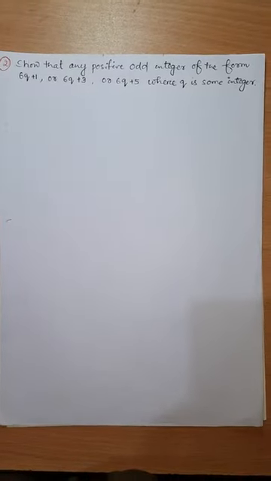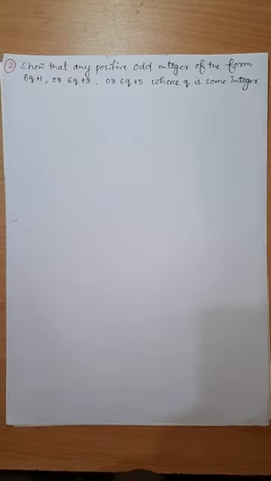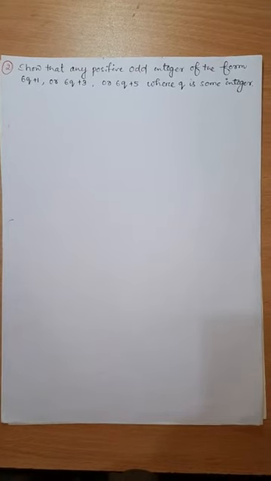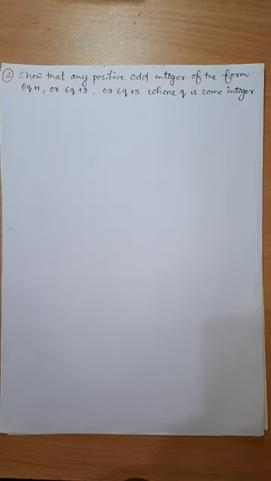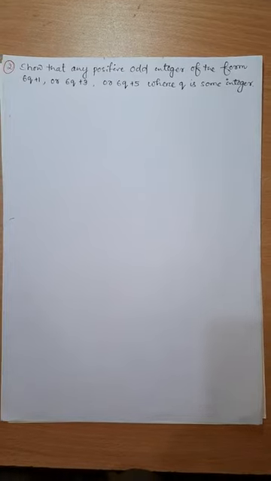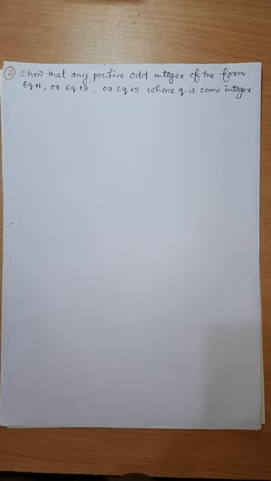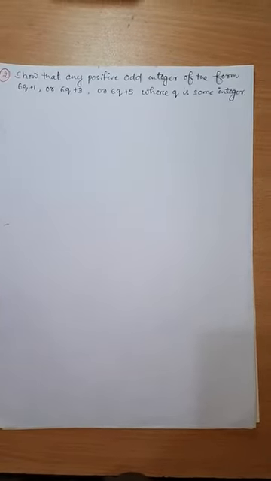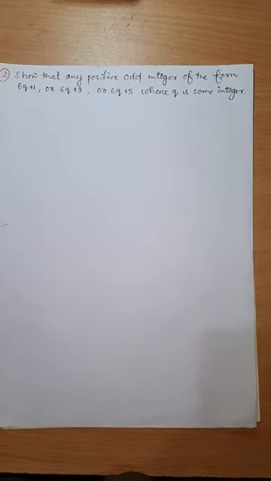Hello students, today we are going to discuss the second question of your exercise 1.1. The question says: show that any positive odd integer is of the form 6q plus 1, 6q plus 3 or 6q plus 5, where q is some integer. It means we have to show that all the positive odd integers are in the form of 6q plus 1, 6q plus 3 and 6q plus 5, where q is some integer.